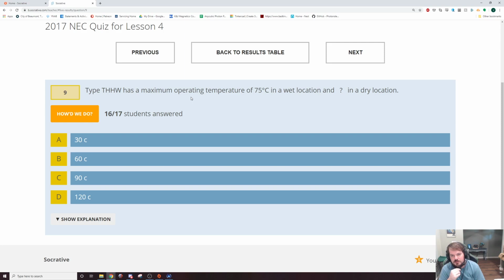Type THHW. Okay, so table 310.104 covers every single type of insulation that is possible and all of its attributes. And you would look there. It is 90 degrees in a dry location. Generally, wet location wires, so wires with a W, are 75 degrees in a wet location and 90 degrees in a dry location. If they have the -2, they're 90 degrees in a wet location.